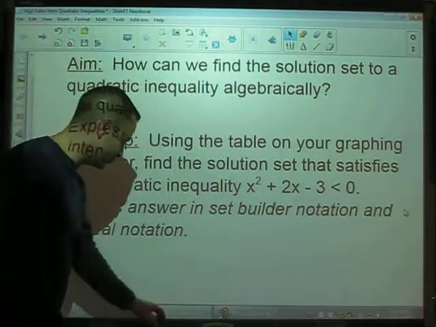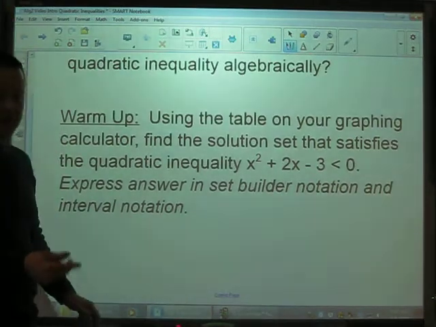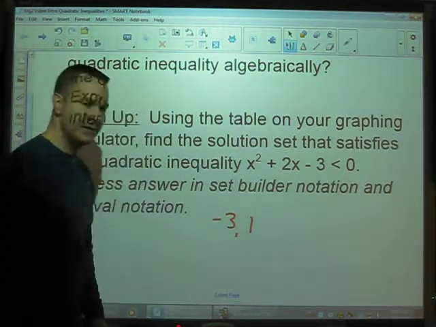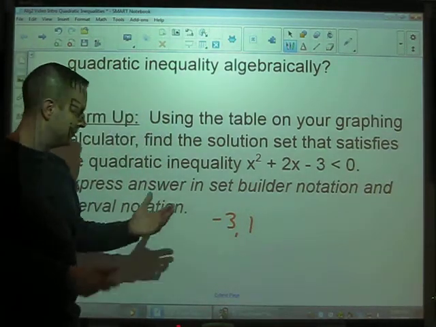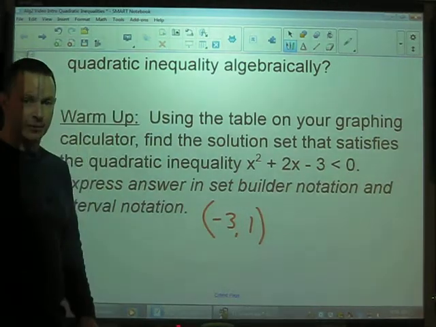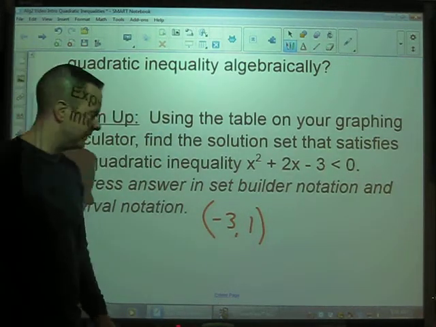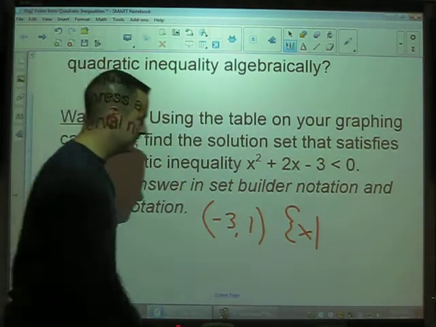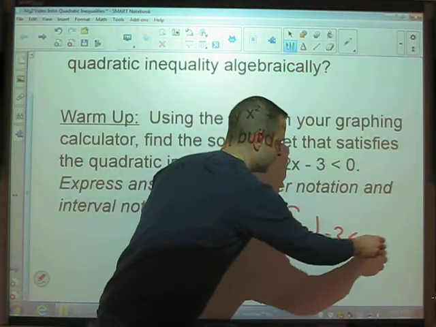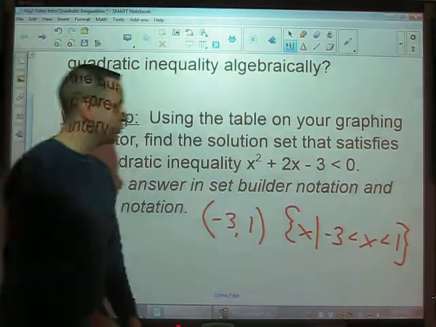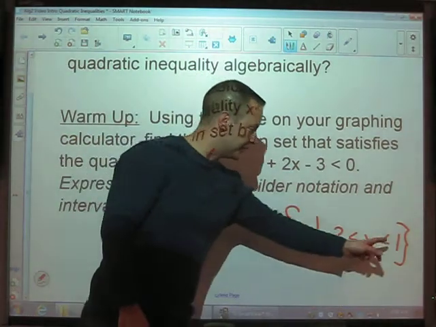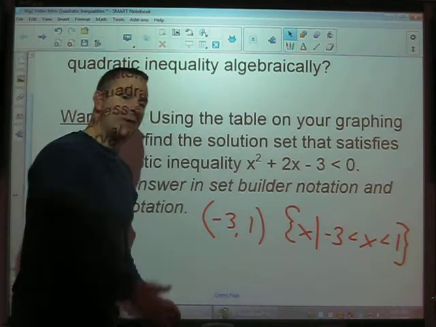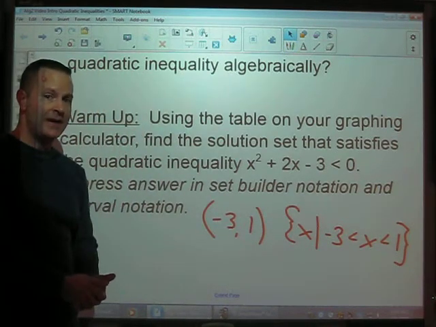The way we would write that solution set in interval notation, always start from least to greatest. So we'll go -3 to +1. And the way you show that they're not included is we use parentheses next to each number. If they were included, we'd use a bracket. For set builder notation, this would be the set of x's such that -3 is less than x, which is less than 1. So we want all the x values between -3 and 1, and we're not including them, so there's no equal to line there. So that is a way to identify the solution set using your graphing calculator and its table.